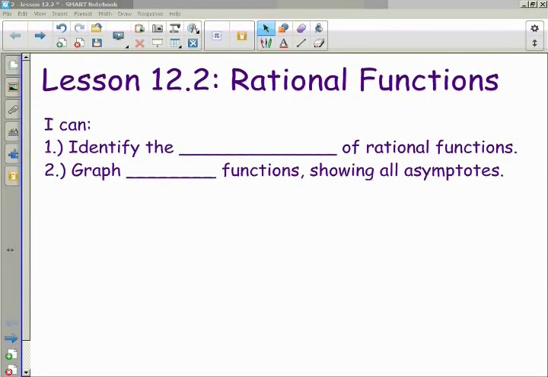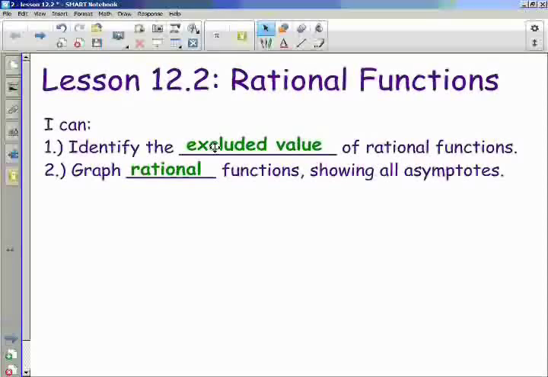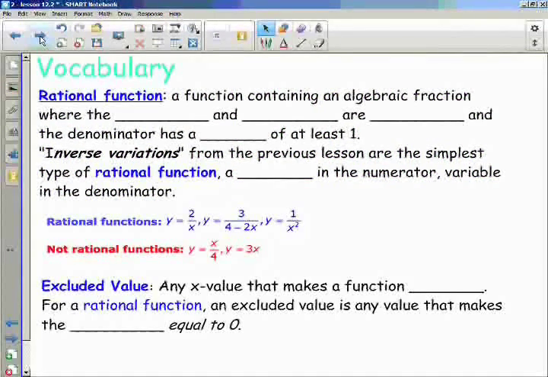Hello and welcome to our lesson on rational functions in section 12.2. In this lesson you'll see how to identify excluded values of rational functions and also be able to graph rational functions showing all the asymptotes. And obviously we have some vocabulary to get through here.